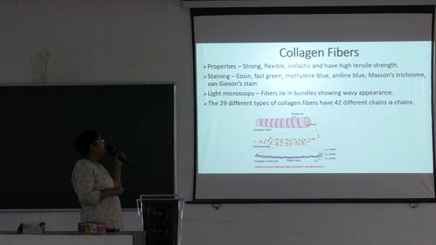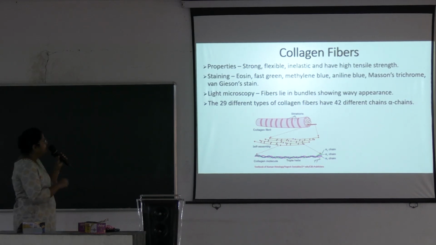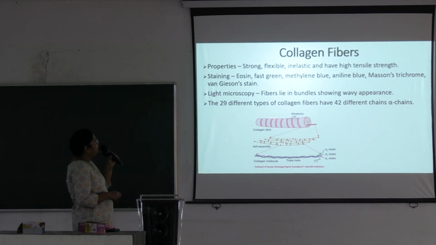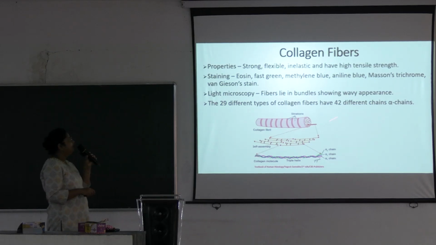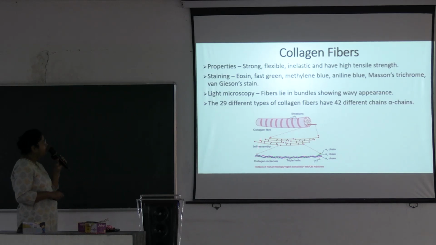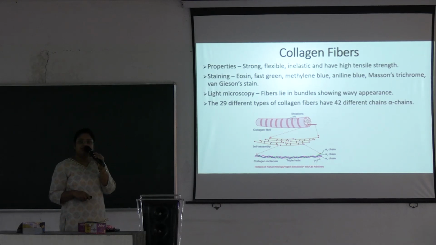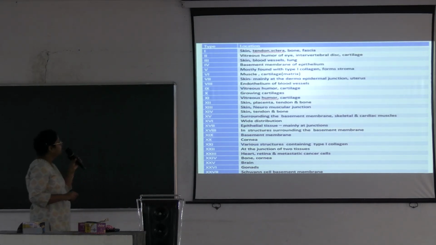Next, in light microscopy, fibers lie in bundles having a wavy appearance. Okay. And 29 different types of collagen are present and they have 42 different alpha chains. See, this is the microstructure of collagen fibers. This is one collagen fibril. There are striations and it is formed of these alpha chains. Okay, alpha chains form a triple helix and they lie together to form the collagen fibril.